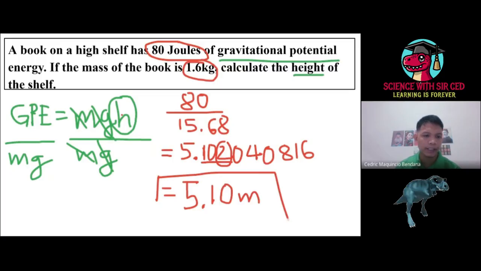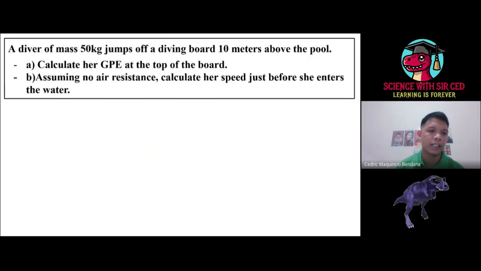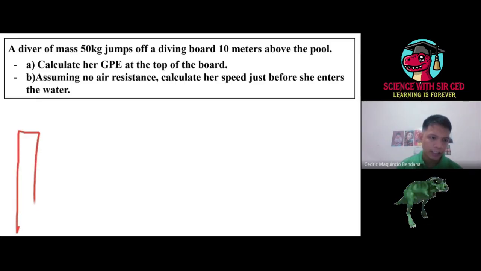Okay, so erase. Next. Okay, so this is also a two-part question. A diver has a mass of 50 kilograms, jumps off a diving board at 10 meters above the pool. First, letter A, calculate the GPE. This is the same situation as earlier. So in this situation, the diver is still on the top. Okay? The diver is still on the top. That is letter A.